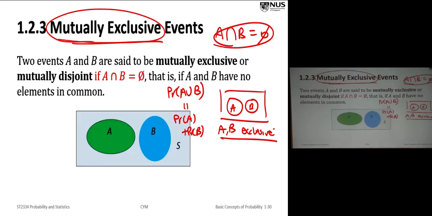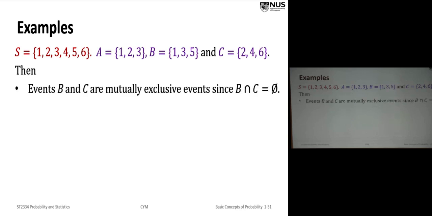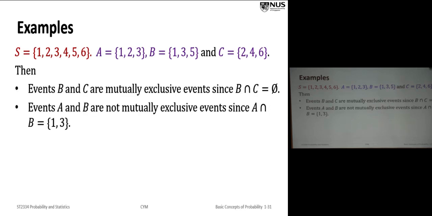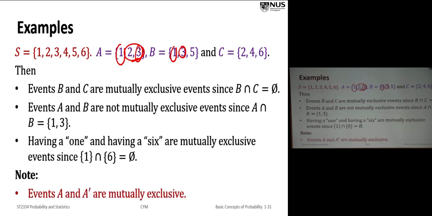So these are mutually exclusive events. Here are some examples. B and C are mutually exclusive. A and B are not, because A intersect B is not empty: 1 and 3 are common elements of A and B. So A and B are not mutually exclusive. 1 and 6 are mutually exclusive. And A and A complement are mutually exclusive.